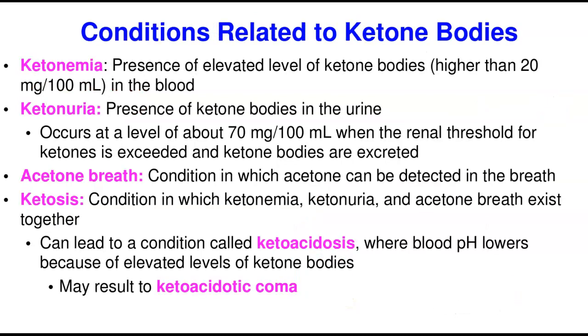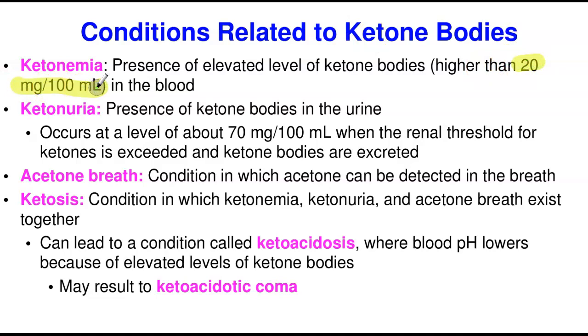Let's now talk about the conditions that are related to ketone bodies. Ketonemia is the presence of what? Elevated ketone bodies in the blood. Ketonemia, the "emia" there means blood. The presence of a high concentration of ketone bodies in the blood, usually higher than 20 milligrams per 100 mL. That's what we call ketonemia.